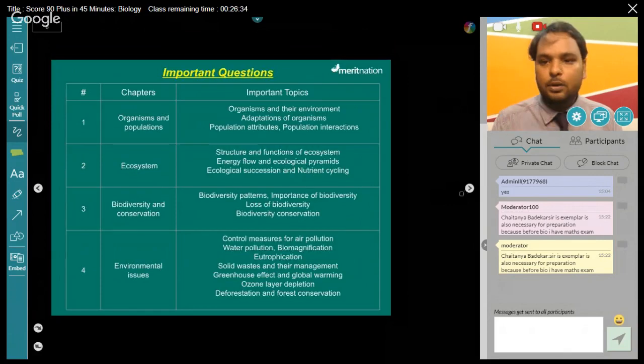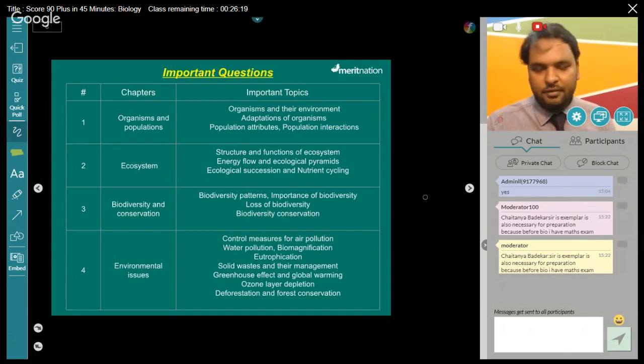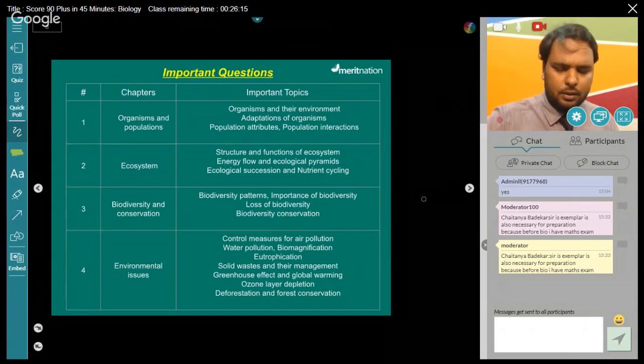Next, we move into ecology, that is organism and population. These are the important topics, guys. Don't worry, I'll send you the PDF of this particular slide. You can keep it with yourself and refer to it whenever you want. For that, you just need to click on the description.